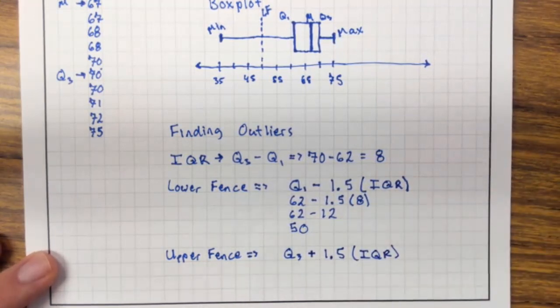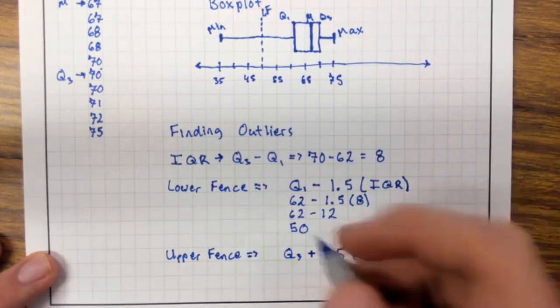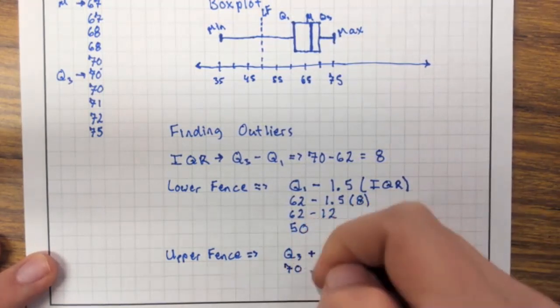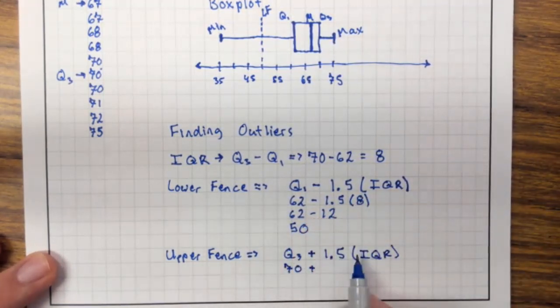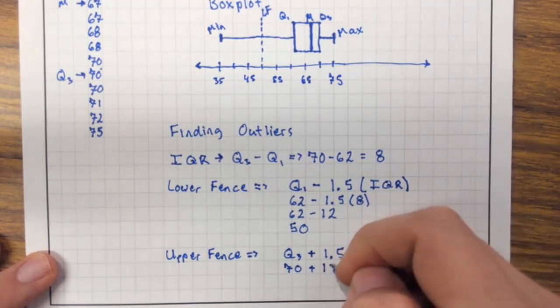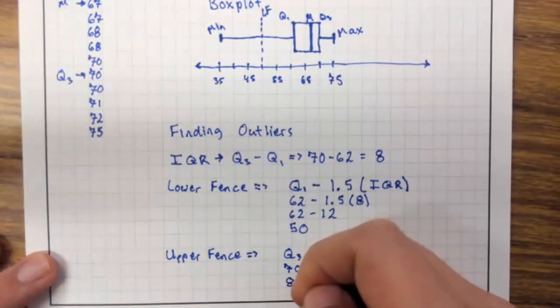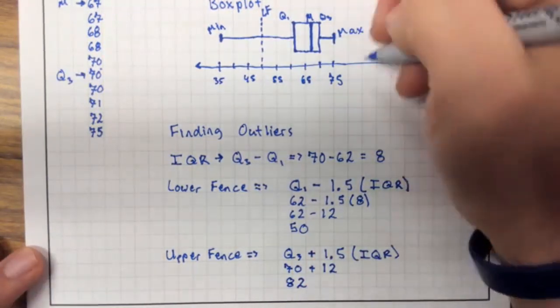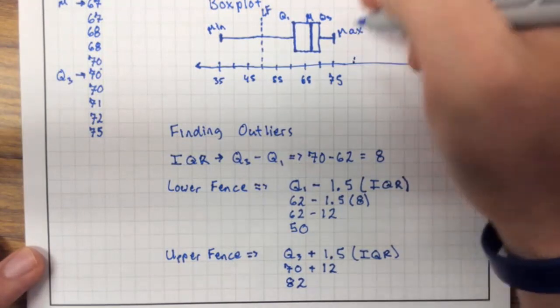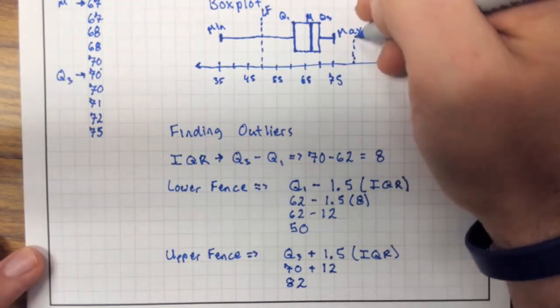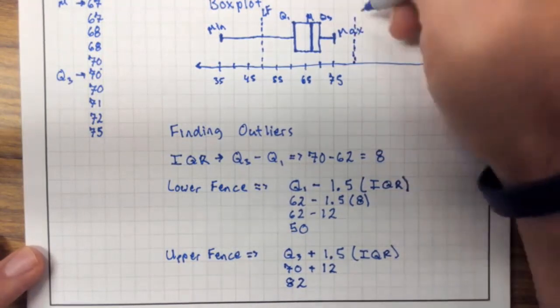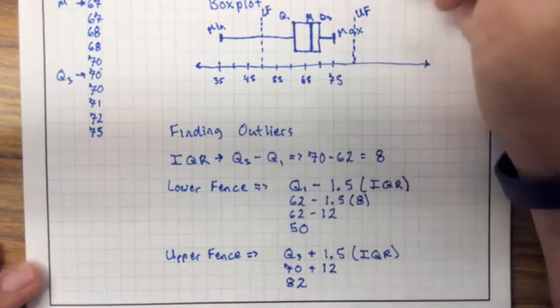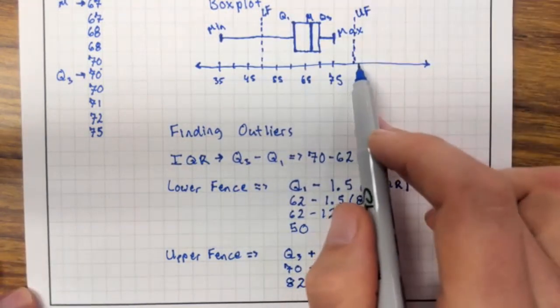Quartile 3's value is 70. I'm just going to do this all at once here. 1.5 times 8, again, is 12. So we get 82 for our upper fence. If this was 80, 82 is probably going to fall right around here. Here is your UF, the upper fence. Anything greater than 82 would have been an outlier.